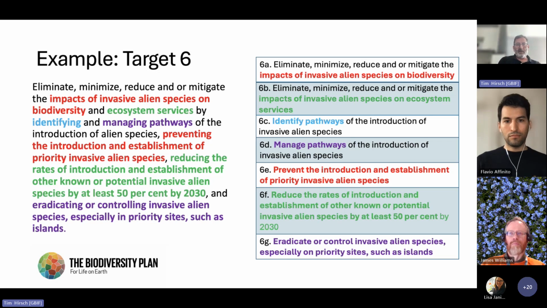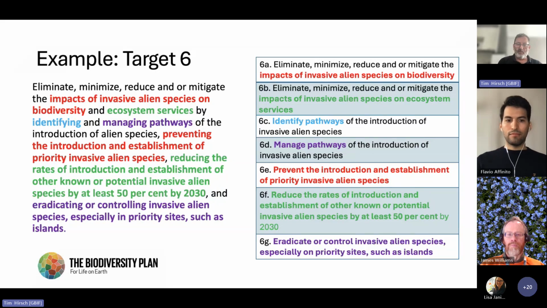So again, it begins: eliminate, minimize, reduce, or mitigate the impacts of invasive alien species on biodiversity and ecosystem services. Well, it's one phrase, but again, it's 2 different things. It's impacts on biodiversity and its impact on the ecosystem services. So we suggested 2 separate elements to be measured there. Again, with pathways, identifying and managing pathways. One phrase, but 2 different things to measure.